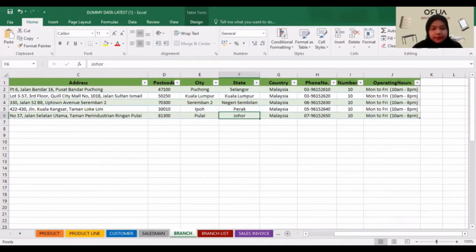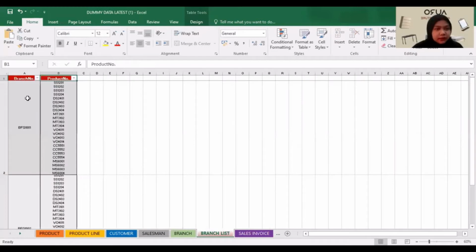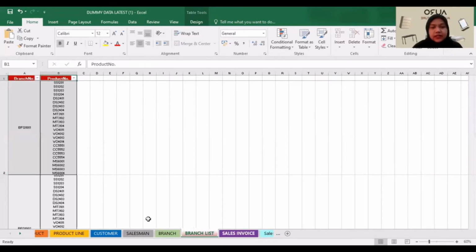to 8 p.m. Next is branch list table, which only has 2 attributes, which are branch number and also product number. And the last one is sales invoice.